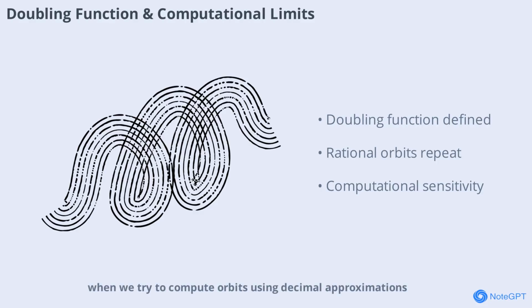However, when we try to compute orbits using decimal approximations, errors double with each iteration, quickly leading to inaccurate results. This sensitivity to initial conditions highlights a fundamental challenge. Even with powerful computers, numerical methods can struggle to accurately track orbits, especially for irrational starting points or chaotic systems. This sets the stage for understanding why chaos is so difficult to predict and analyze.